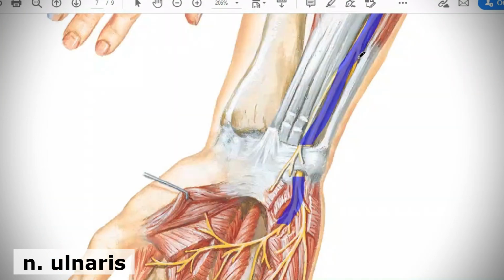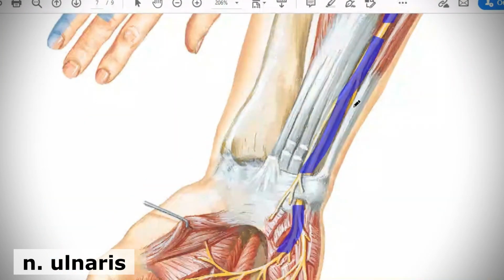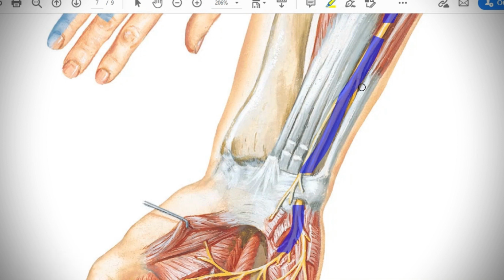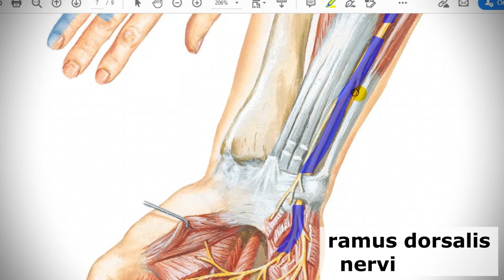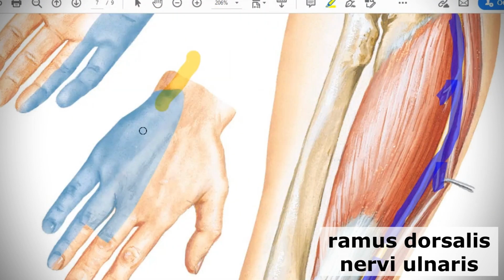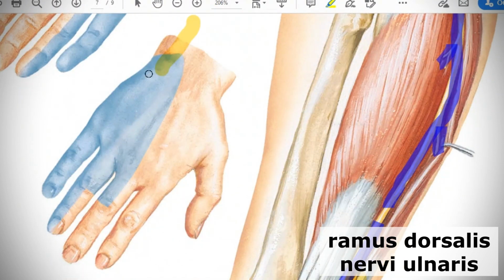Then at the level above the styloid process of the ulna, it gives the dorsal branch. Here is the ramus dorsalis that goes to the back side. It's going on the dorsal side of your hand. It's only a sensory branch, and this dorsal branch innervates, as you can see, all the dorsal surface of the last finger, the fifth.